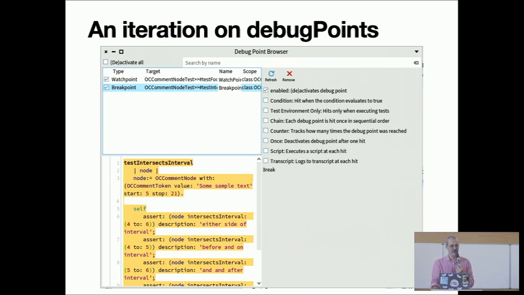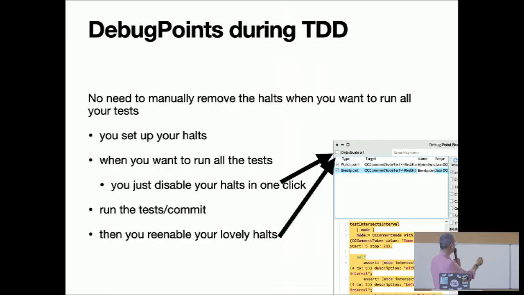So now what you can do with the debug point is that you place your halt. When you want to run all the tests, you click on this button, you run your test, you commit, you do whatever you want, and when you want to iterate back, you click on this button again, and your halts are there. And by the way, you can have halts with multiple colors. You can say, I want to stop only on the green halt or the pink one, or disable the blue one. You can do all kinds of things with that.